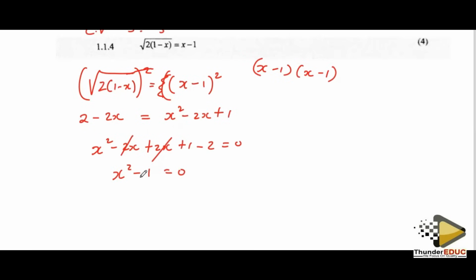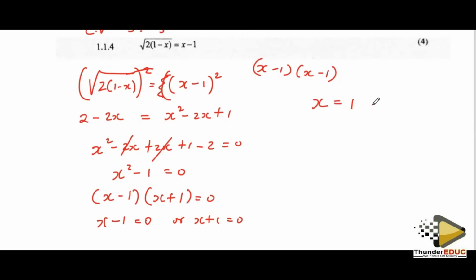So this is a difference of 2 squares, whereby x minus 1 and x plus 1 is equal to 0, if I factorize using the difference of 2 squares. And then when I solve this, either x minus 1 is 0 or x plus 1 becomes 0. So I can see that this one is going to give me x to be positive 1, or my x is going to be negative 1.